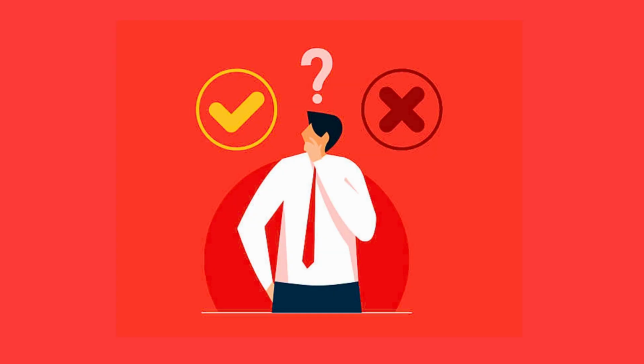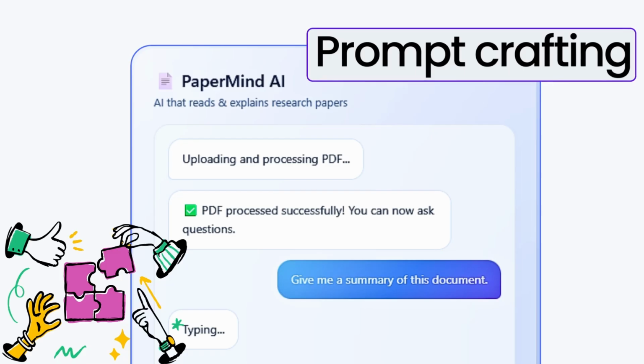This is like giving clear instructions to a student before an exam. Without this, the model might give vague or incorrect answers. In your research paper explainer, prompt engineering ensures consistency, accuracy, and usability. It turns a general AI model into a specialized research assistant.